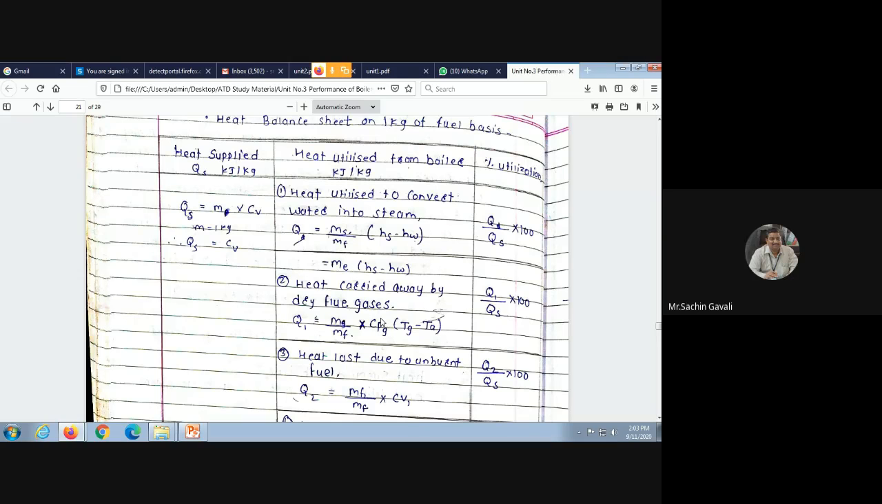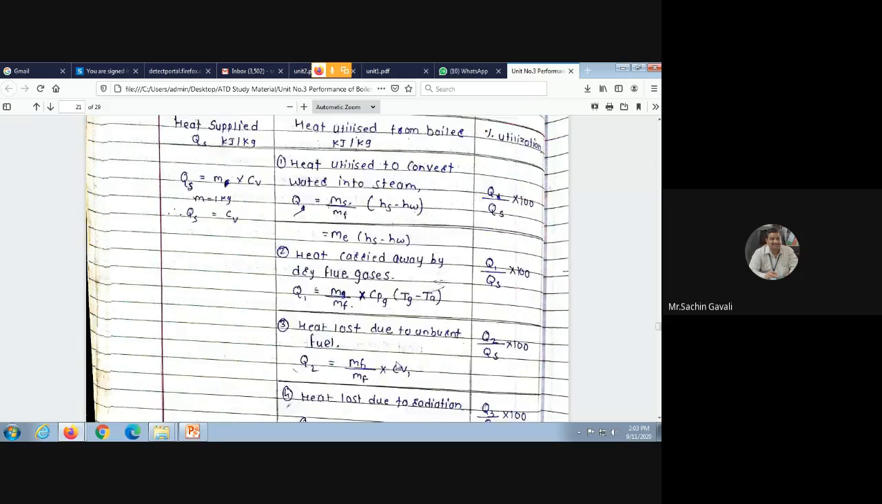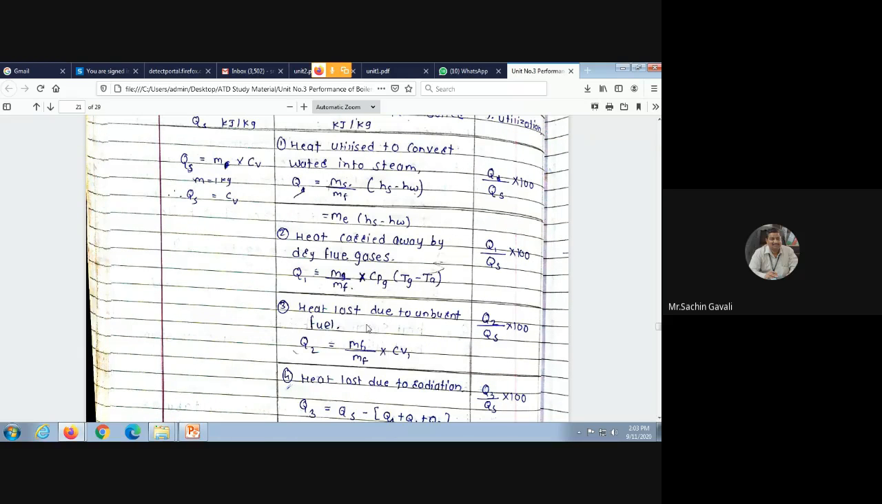So the maximum heat loss in the boiler plant is in the form of heat carried away by dry flue gases. For the second and third losses, on a sample basis, we will consider only 3 to 4 losses. Simple that way. Then heat loss due to unburnt fuel. It is the third heat loss, though the sequence is not fixed, but here we will consider it simply.